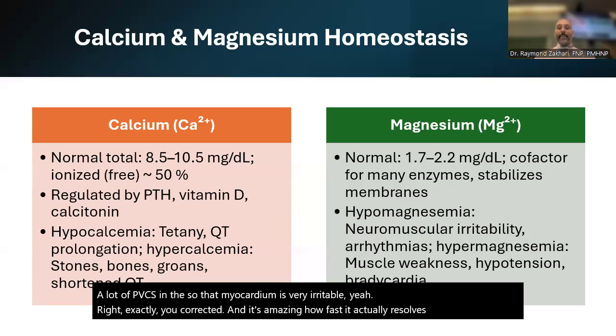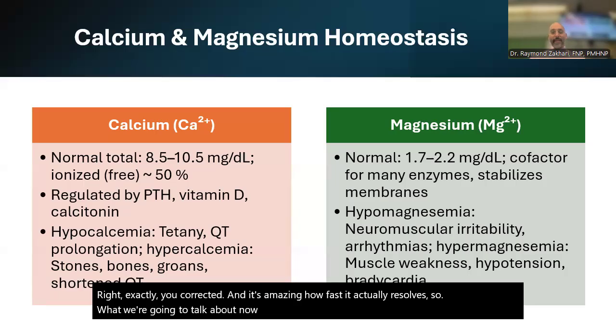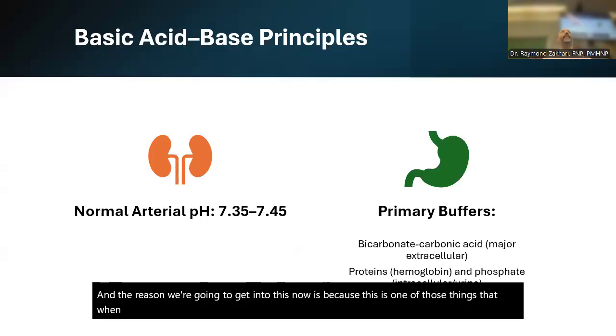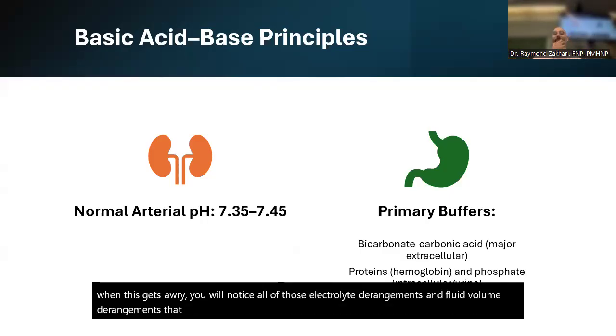So what we're going to talk about now is acid-base balance. And the reason we're going to get into this now is because this is one of those things that when this gets awry, you will notice all of those electrolyte derangements and fluid volume derangements that we had previously talked about.